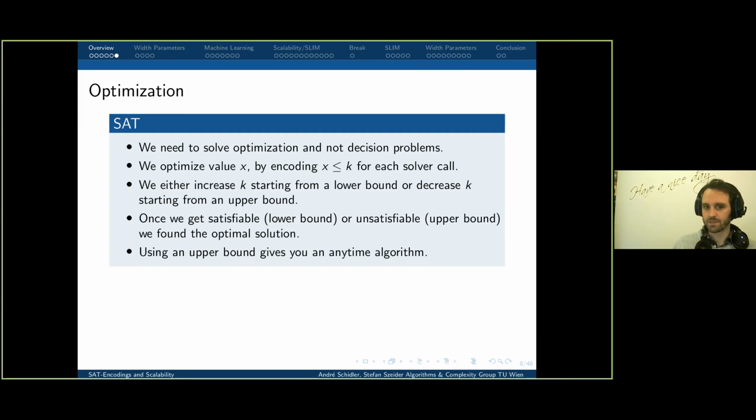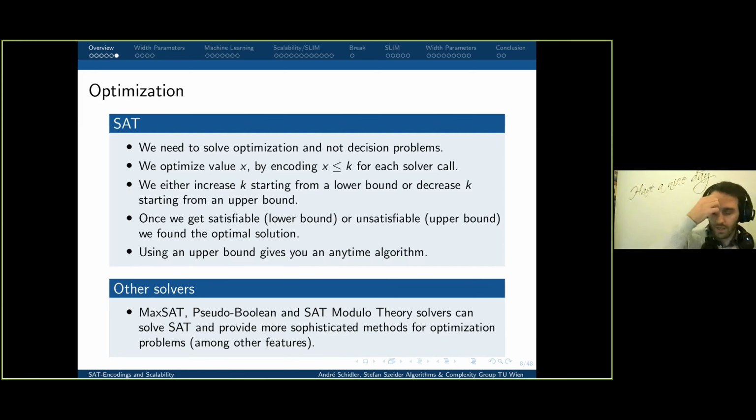So as long as the SAT solver found any solution for any k, you always have a solution you can return, and you let your SAT solver run for as long as you want. And you will always get a solution, maybe not the optimal one if you don't let it run to the end, but some solution.